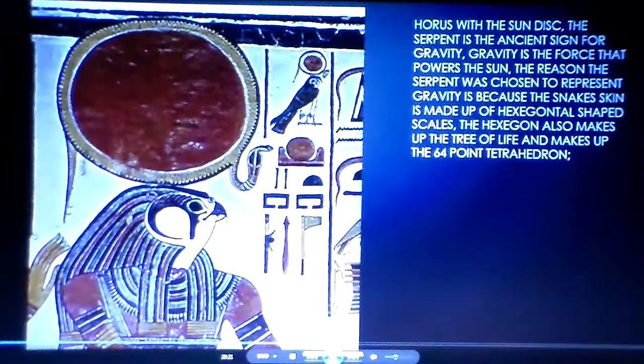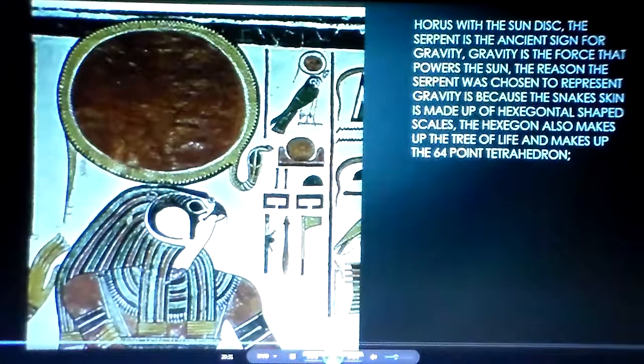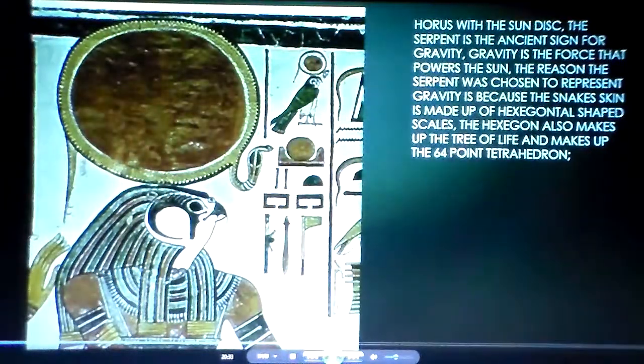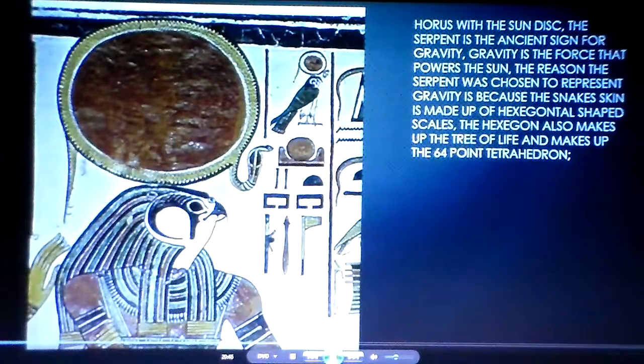The reason the serpent was chosen to represent gravity is because the snake's skin is made up of hexagonal shaped scales. The hexagon also makes up the tree of life and makes up the 64-point tetrahedron. Those words go way back into the ancient text. So again, if that's the sun, what's powering the sun is the force of gravity squeezing up on it.